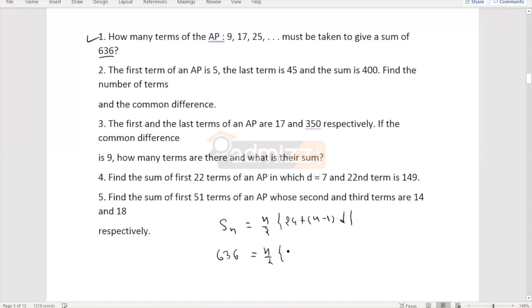a is given, the first term is 9. n is not given. The difference is given: 17 minus 9 is 8, 25 minus 17 is 8. The difference is 8. So we may use this and find n. First of all 2 will come here, 18, n minus 1, 8, simplify, and you can get n from this equation. But how to put the values in the formula, which formula you have to operate, this is the main thing. First of all, try to understand the questions.